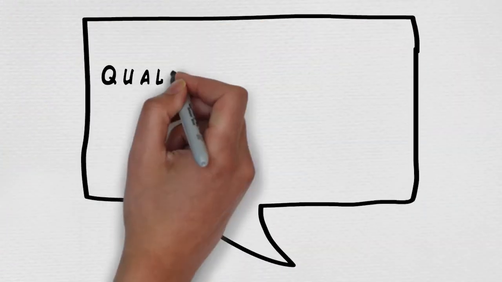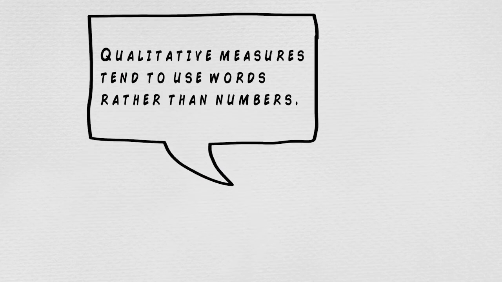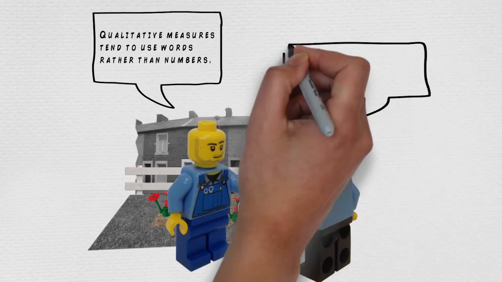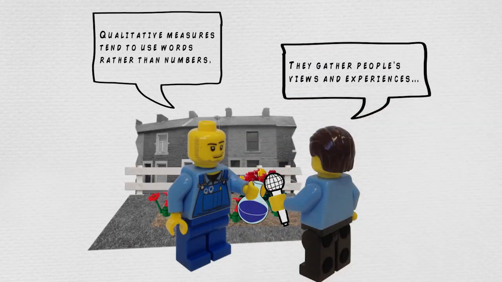Qualitative measures, on the other hand, tend to use words rather than numbers. They gather people's views and experiences of an intervention. Qualitative measures can answer important questions about the acceptability of an intervention that would not be revealed by quantitative means.